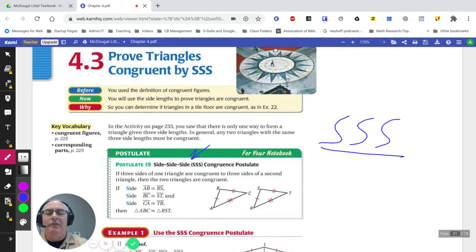Side, side, side congruence says that when I match up all three of the sides of the triangles, they're equal. So then by definition, I know the triangles are congruent. And remember, the length of the sides are equal. The triangles themselves are congruent.